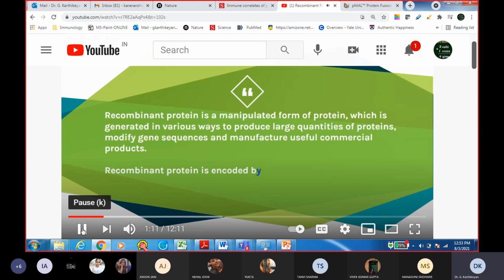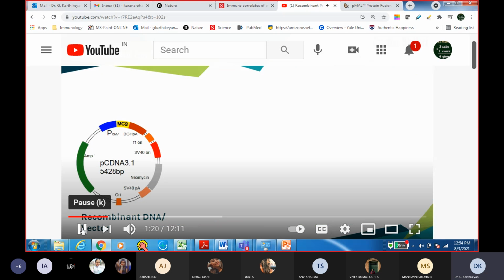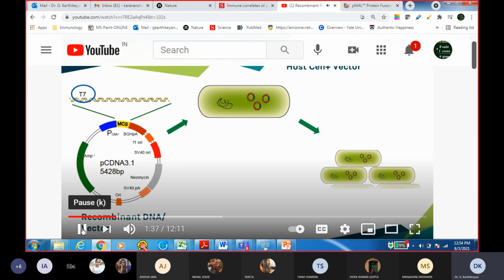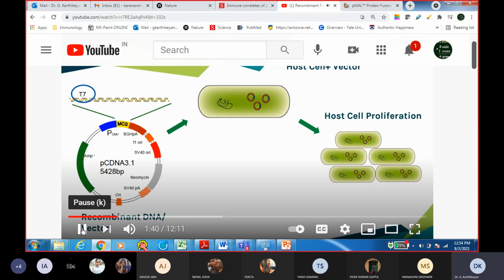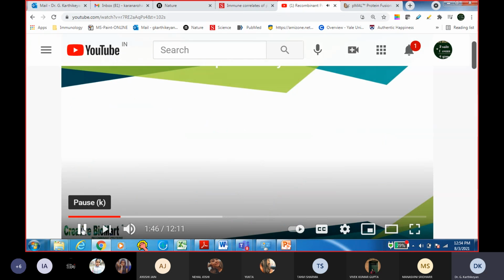Recombinant protein is encoded by recombinant DNA, which has been cloned in a system that supports expression of the gene and translation of mRNA. The recombinant DNA, the cDNA sequence of the target protein, is designed to be under the control of a well-characterized promoter and express the target protein within the chosen host cell to achieve high-level protein expression. Modification of the gene by recombinant DNA technology can lead to expression of a mutant protein or a large quantity of protein. Choosing an appropriate protein system is the key to the success of recombinant protein expression.